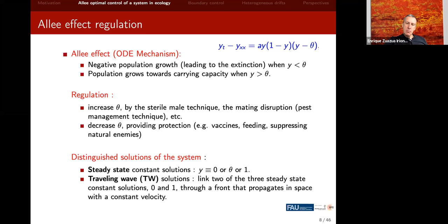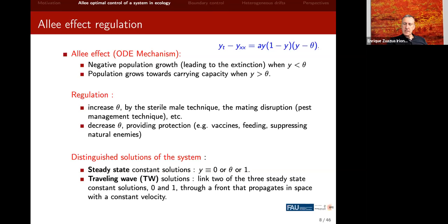When you look at what kind of solutions you can find, of course, there are three trivial solutions: the constant solutions 0, theta, and 1. By constant, I mean independent of space and time. Because if the solution y is constant, then the partial differential operator on the left vanishes. Both the time derivative and the space derivative of this constant will be 0. But on the other hand, of course, the nonlinearity also vanishes on the right-hand side.